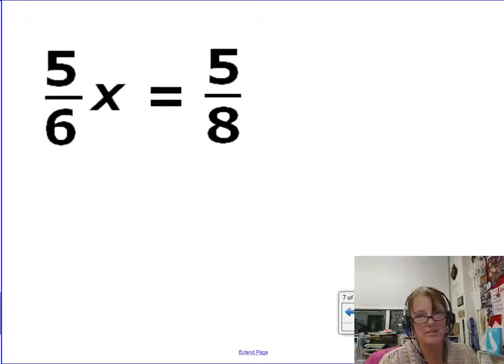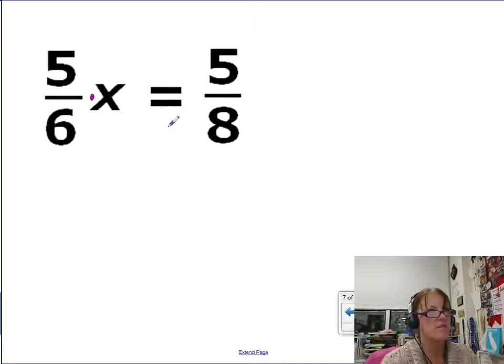Oh, let's look at this. Yay! Now, this is interesting. We can look at it a couple of ways. I think today what I want you to just think of is this. 5/6, this is a number. It's being multiplied by x, and that equals this fraction.